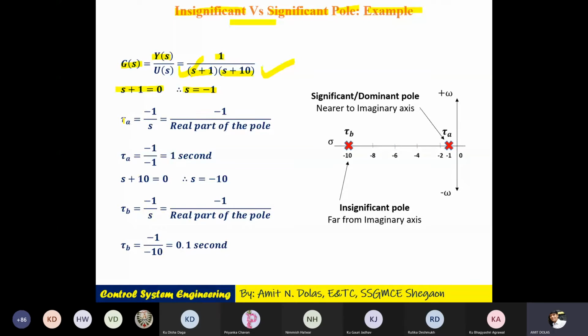So tau निकाल रहे हैं हम. Tau is what? The time constant of the system, which is the inverse of the pole. So it will be of course -1 divided by the real part. Real part ही यहाँ पे, imaginary part is 0. Real part of the pole. So -1 by -1, it will be 1 second. So time constant is 1 second for the first pole, that is s is equal to -1. It is of 1 second.